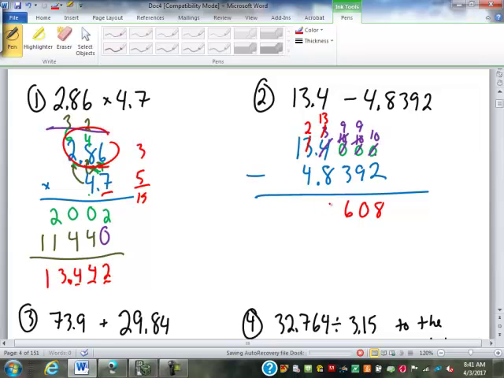13 minus 8, 5. Now, the decimal point didn't affect us when we borrowed, but before we move on, we do have to carry it down into our answer, bring it down. 2 minus 4 can't be done, so we borrow, that's a 0. This is now a 12. 12 minus 4 is 8. Any questions there?